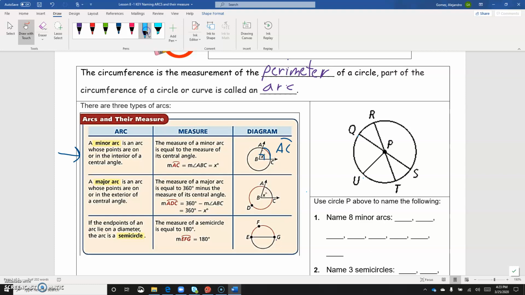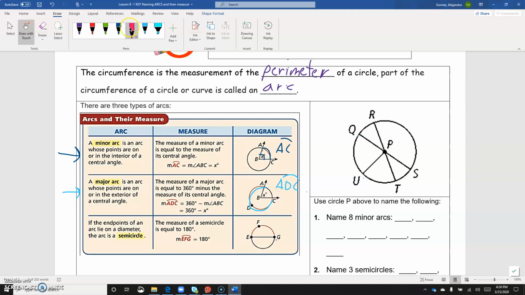So now we have the major arc. The major arc is an arc whose points are on or in the exterior of the central angle. So look at this. Here's our major arc. We're going to go from A to D to C. Notice that the major arc is greater than 180, but less than 360. You use three letters, A, D, C, and put a little arc on top. So it's greater than 180, but less than 360. Use three letters to name it.